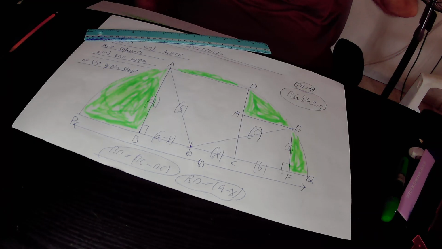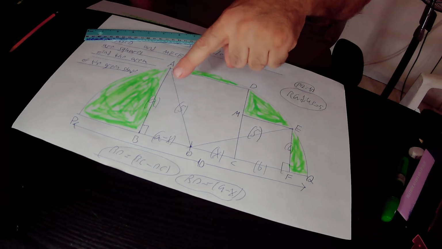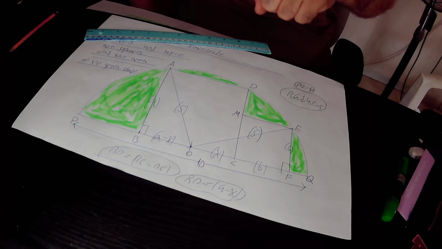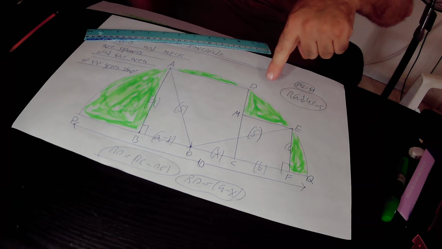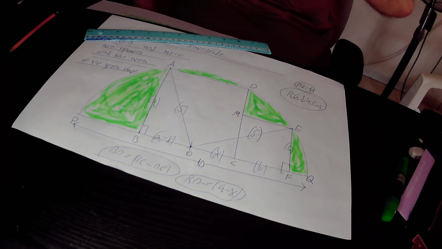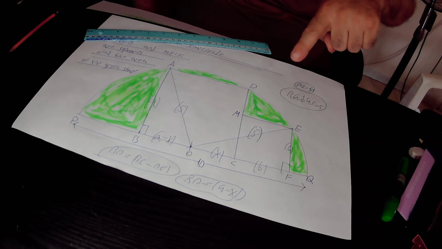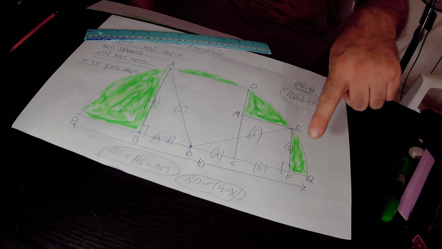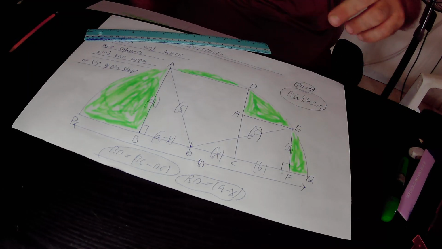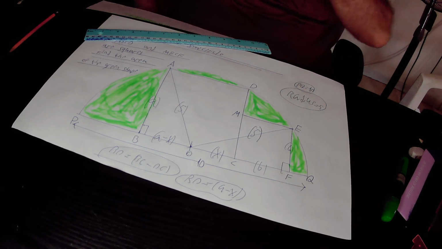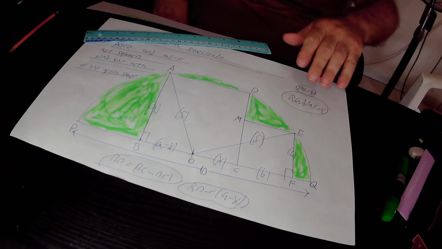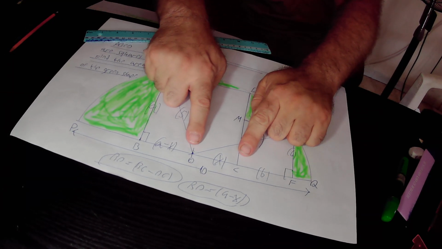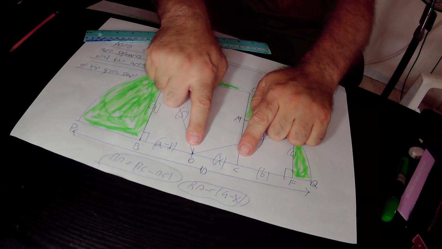In the next step, we define the length of one side of square ABCD as a. Therefore, AB equals BC equals CD equals DA equals a. Likewise, we define one side of the small square MEFC as b. Therefore, MC equals CF equals FE equals EM equals b. We define the length of this short line segment OC as x.